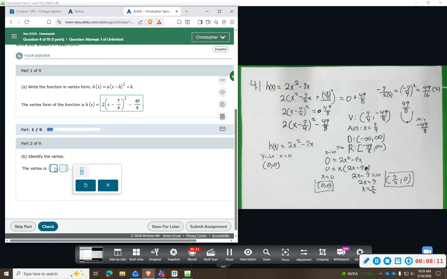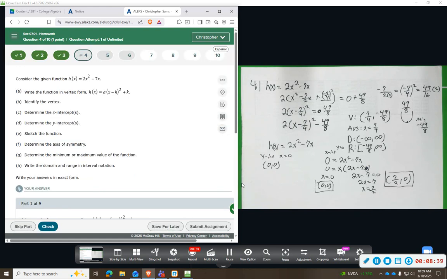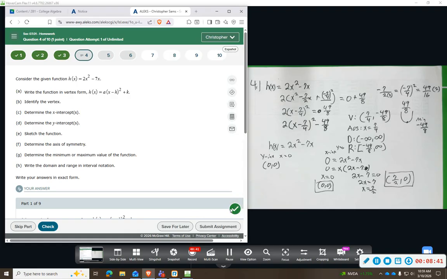Identify the vertex. Okay, so this is where we write the vertex. 7 divided by 4 and negative 49 divided by 8. It's already got the parentheses there for me. Can't see it very great, but we're getting green checks.